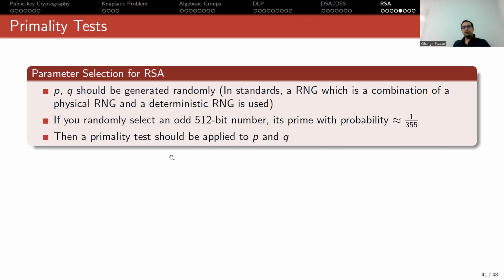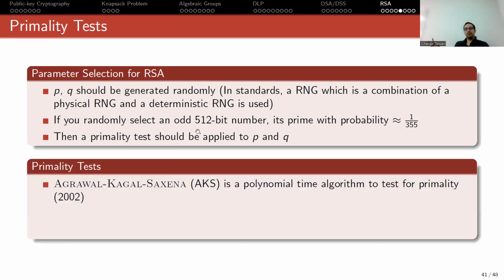So then what you need to do is to apply a primality test to this number and check if it is prime. For instance, if you need a prime number which has a size of 512 bits, you pick a random odd integer of this size, then apply a primality test and check if it is prime. If not, pick another one. You continue this way until you find two primes, and you name them P and Q and use them.